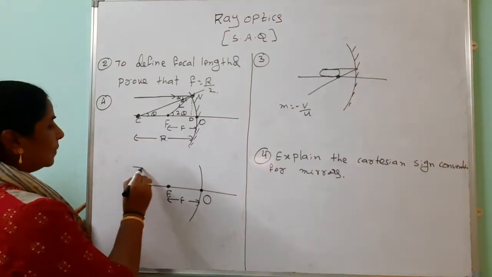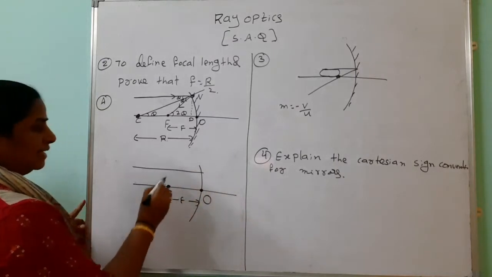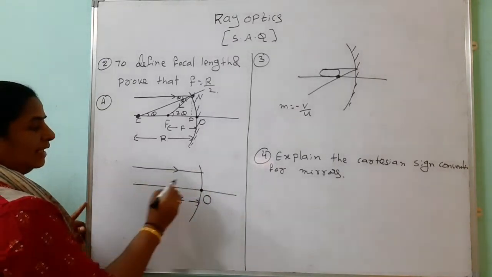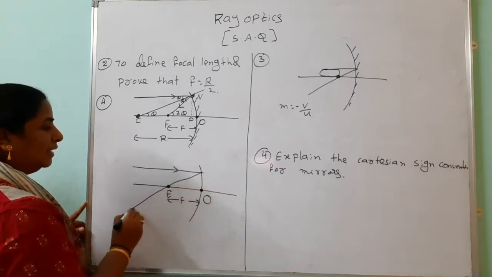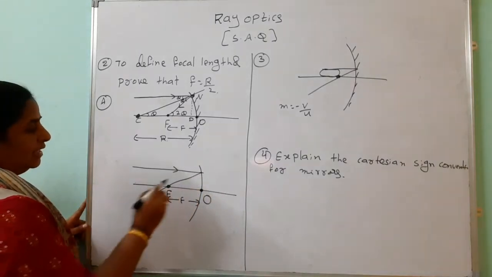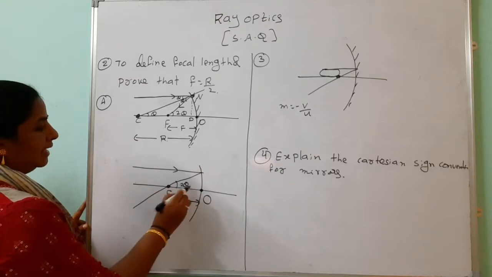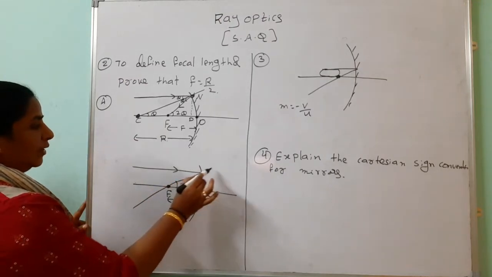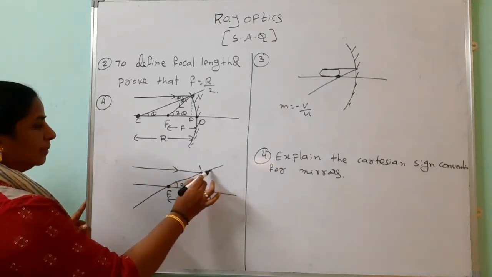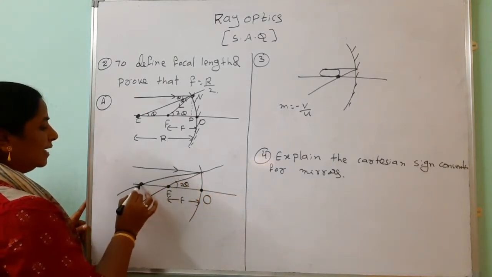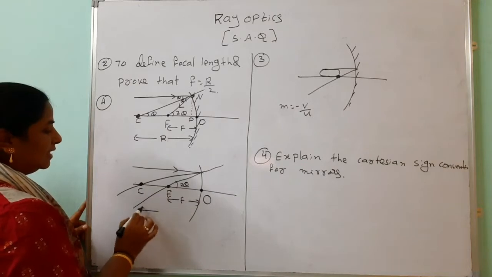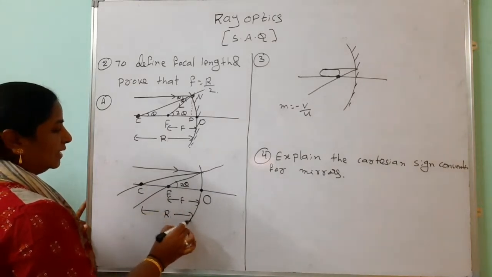Whenever the light rays are parallel to the principal axis, see, this is the incident ray, after reflection what happens? These are passing through the focal point. If we are considering this angle as theta, then if the light is coming along the normal, it must be passing through the center of curvature. The distance from here to here is represented by r.